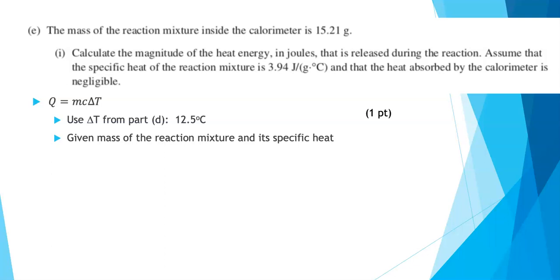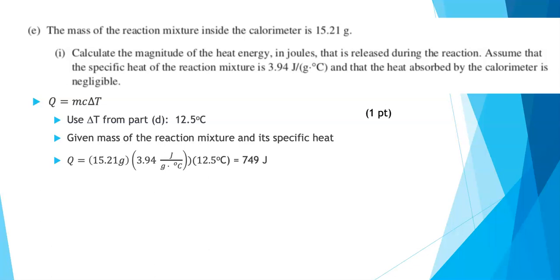Now it's really just a substitute and evaluate situation. Very straightforward. We just plug in the values for m and c and delta T, and I got a value of 749 joules. Great, no problem. Oh, I misspoke earlier. I said it was going to be negative. Well, delta H for the reaction is negative, but q here that we're calculating is actually for the water. So it is a positive number for the water.